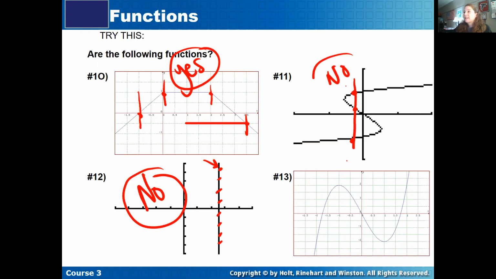What about 13? Woo, looks like a roller coaster, right? That is a function, yes. A vertical line would not pass through that picture in more than one place. So basically, if we wrote out every coordinate, every x value we write would be unique.